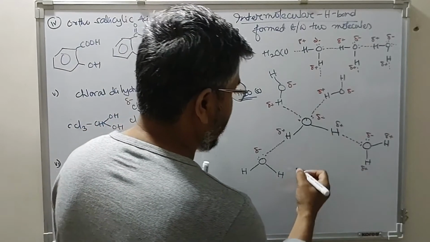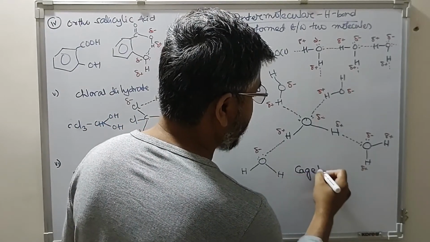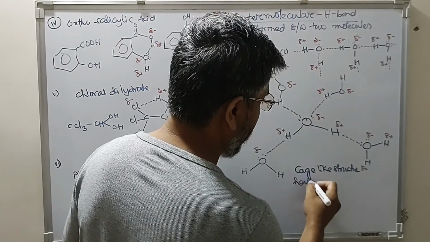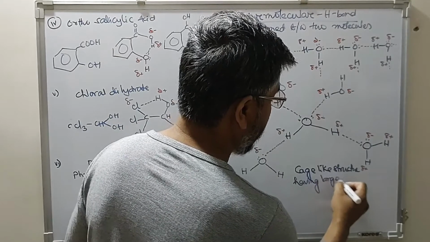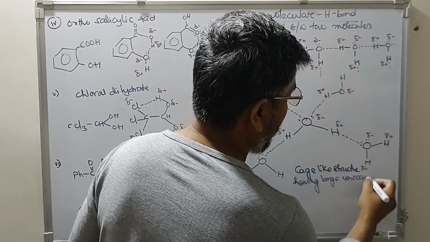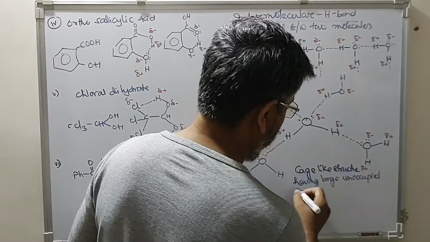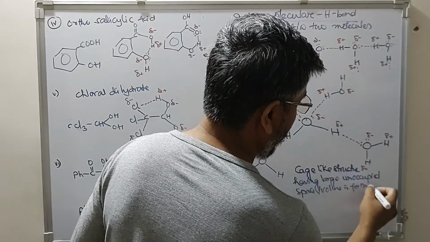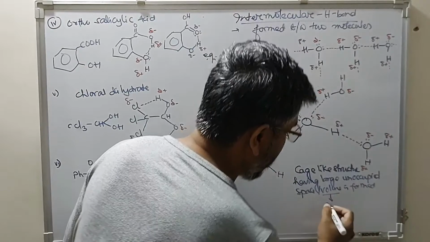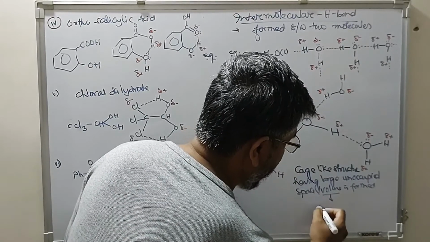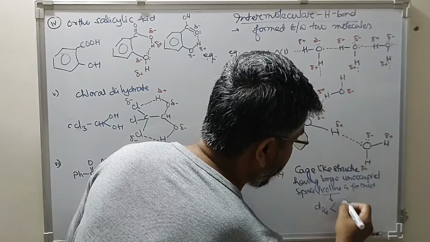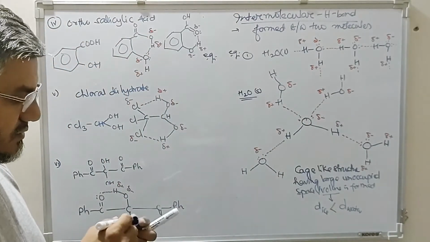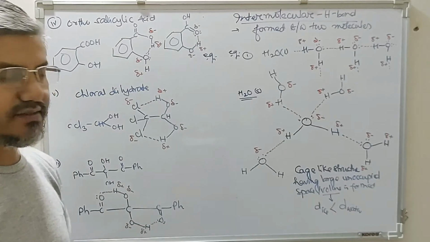So we have looked at this cage-like structure having a large unoccupied space or volume, and this leads to the density of ice being less than the density of liquid water. So this is why the density of ice is less than the density of water.